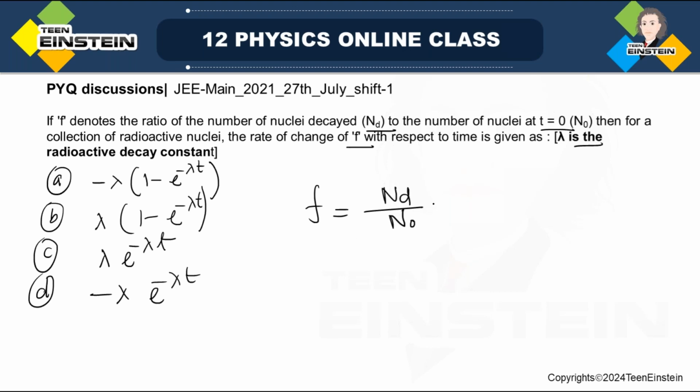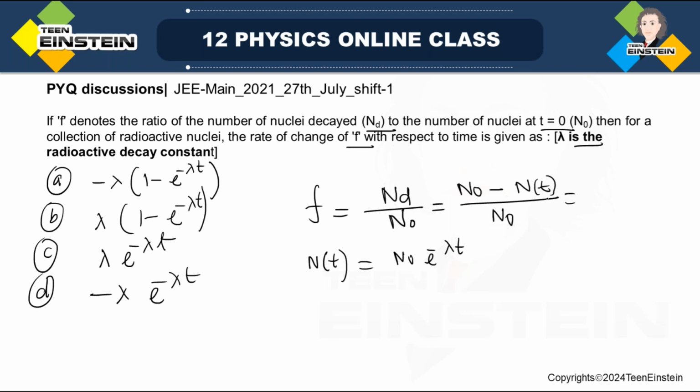So how do we find out that? Initially there was N0. Let us say at any time it has become N of t. So this is actually ND, and this is N0. Now what is N of t, that you know, right? N of t is N0 e to the power minus lambda t. That we'll put here.